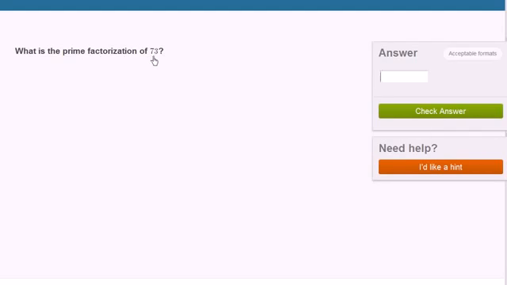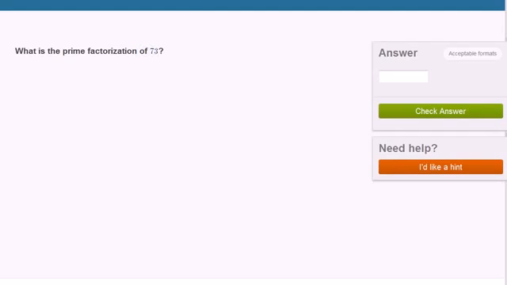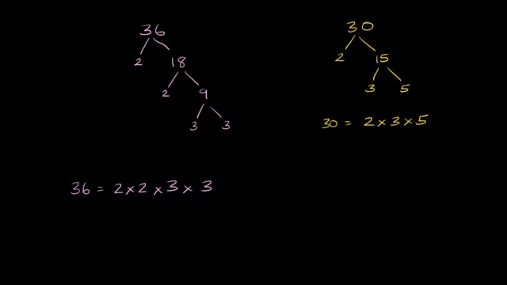What is the prime factorization of 73? Now 73 is interesting. I'll get my scratch paper out for this. We could try to factor 73. So you might try 2. Well, this is clearly an odd number, so 2 isn't going to be divisible into 73. You might try 3. You would immediately see, well, 3 is divisible into 72. If you divide into 73, you have a remainder of 1.